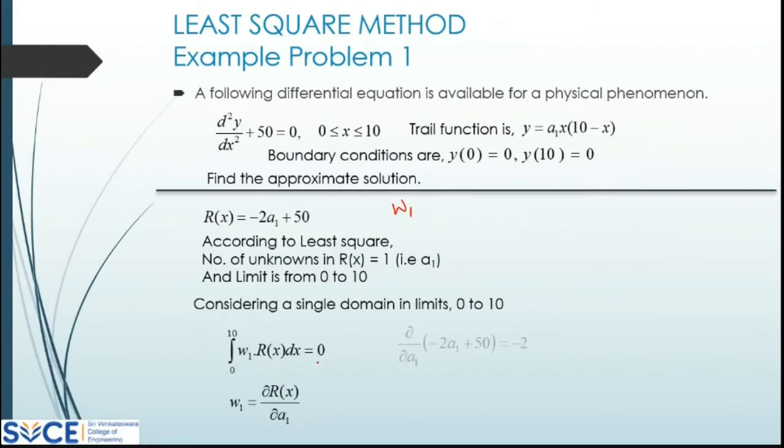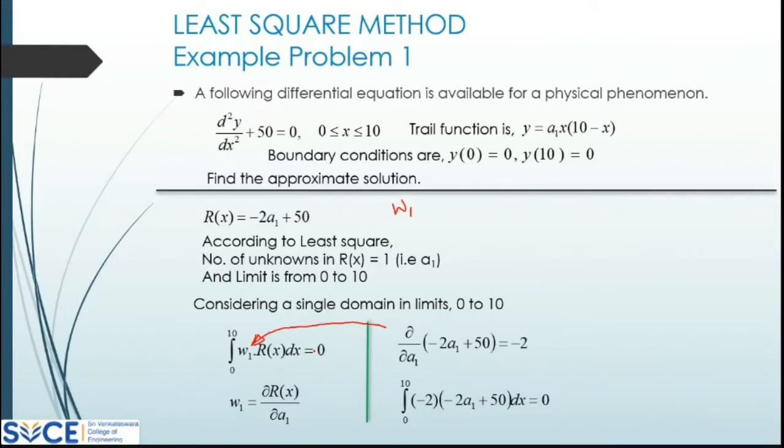So when I substitute, ∂R/∂a1, of this one, what I'll get? I will get -2. This I have to multiply with your R of x. I'm going to substitute this here. So W1 I got it. R of x is the same value. dx I'm going to equate it. So the integral of -2 times (-2a1 + 50) dx is equal to 0. My limit is again 0 to 10. Don't need to split our limit. So it is the same.